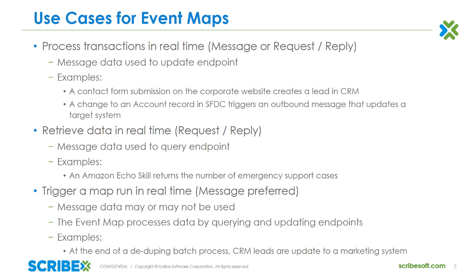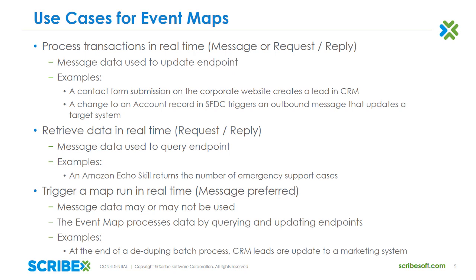An example of this would be, say at the end of a large deduping batch process in your system, you want CRM to update leads to a marketing system. And in that case, you could have a process call the Scribe event map, and that could query the different endpoints and move the data to permanently update one of those target databases. So when we're talking about the different types of event maps that we have, there are message and request reply maps, and each of these different use cases lends itself to one of those different types of maps.